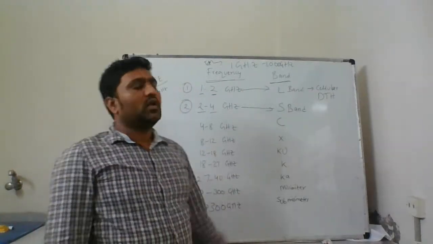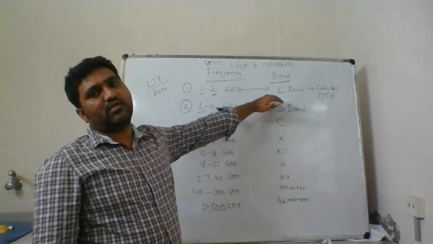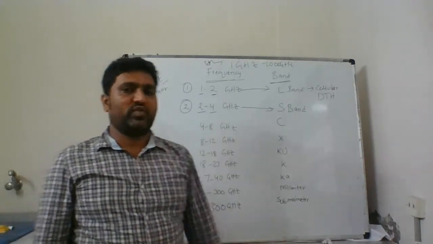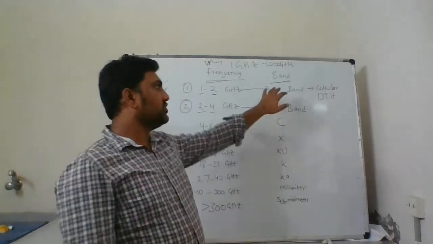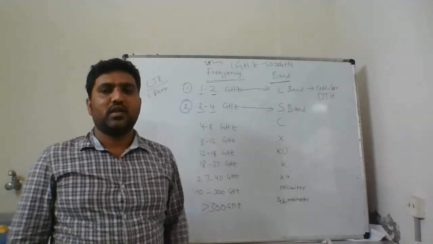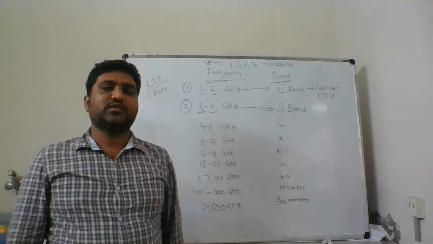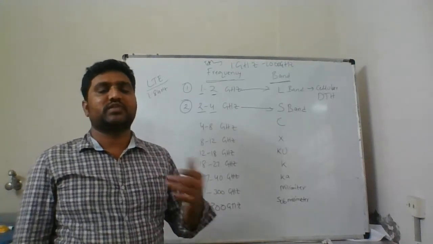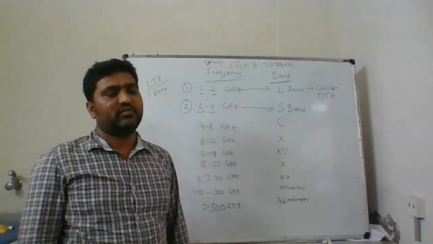Even though these L band signals are microwave signals, they have characteristics similar to the radio waves that we discussed. They are most useful in commercial communication applications like mobile phones, satellite television, satellite phones, etc.